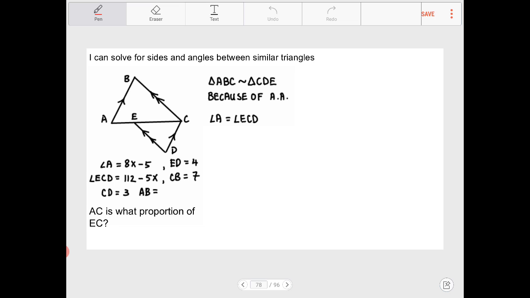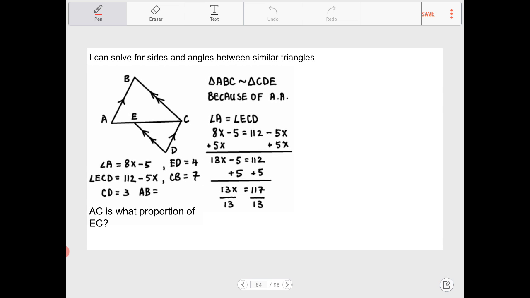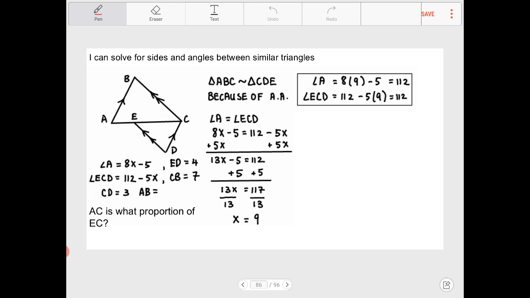I know that angle A is going to be equal to angle ECD. I also know that if I substitute those values in, I can immediately solve for what x is. X, as it turns out, will equal 9. And if I know that x is equal to 9, I can then solve for angle A and angle ECD. So angle A is 112, and angle ECD is also 112.